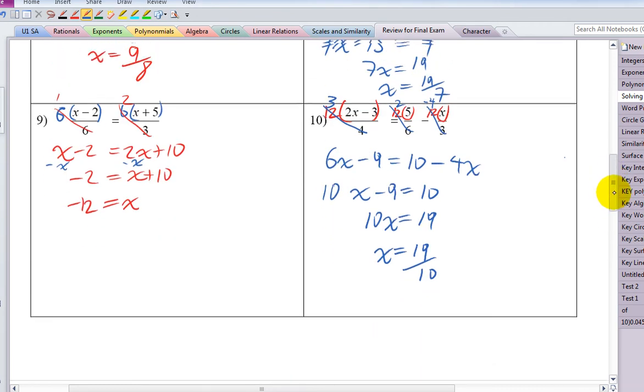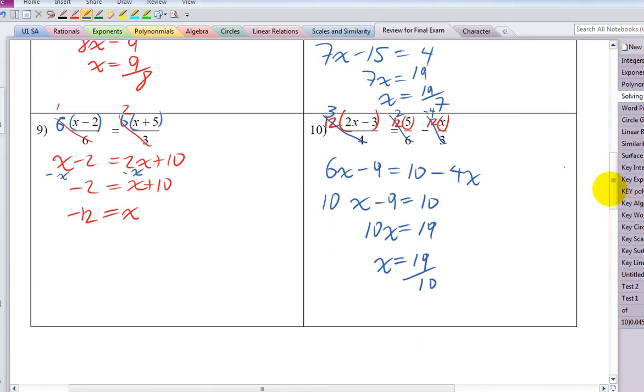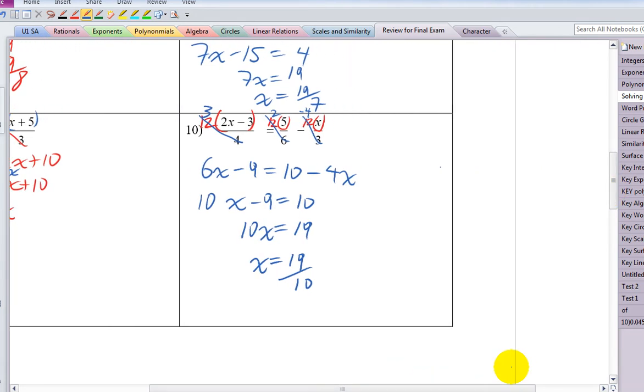$19 over 10. Good. One thing you want to watch out for, and I'll tell you right now, it's a hard part, is if you have a question like 3x minus (x plus 2) over 4 equals 7. So we got to get rid of our fraction. Should we just multiply this thing by 4? No, everything. So this gets times by 4, this gets times by 4, this gets times by 4.